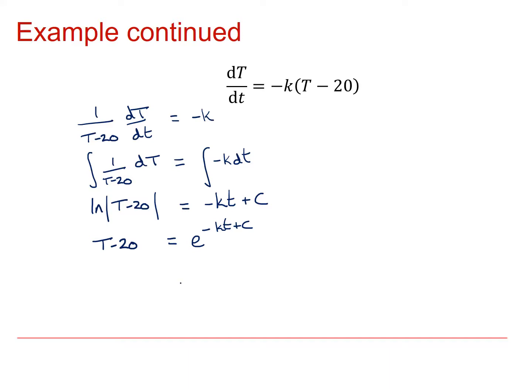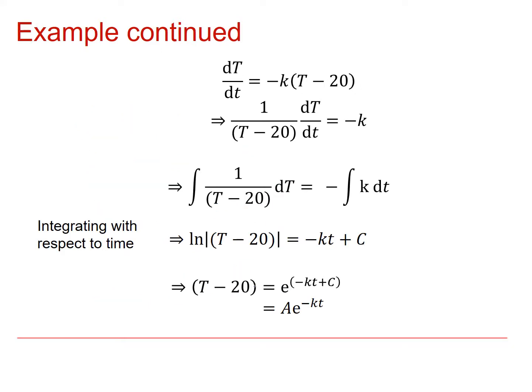And if I just expand this a little bit, that's actually e to the minus kt times e to the c. Now this is just a constant. So if I think of A as being e to the power c, then my equation becomes T minus 20 is equal to A e to the minus kt. And you'll see that technique used quite a lot for this type of differential equation. There's that just written up more neatly for you, coming down to our final equation at the bottom here.